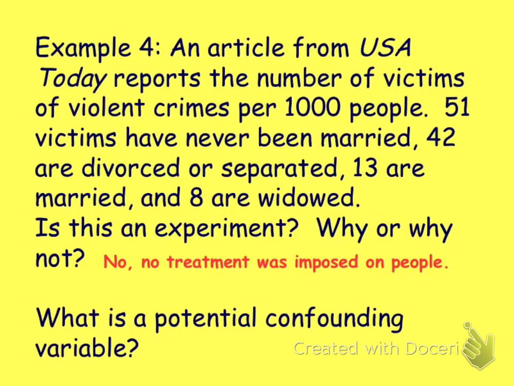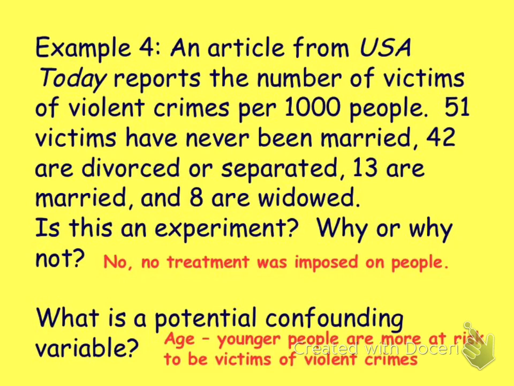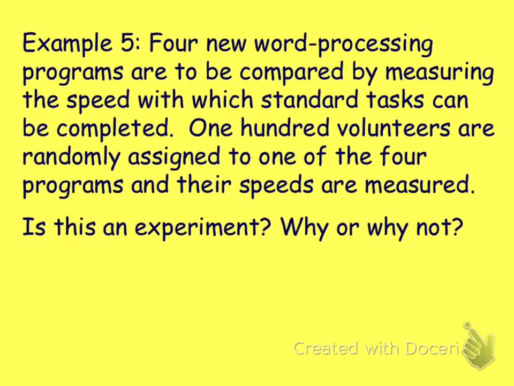What is a potential confounding variable? Their mood. Could be age. Race. Type of diet? Probably not. Their religion. It could be. Race is definitely a factor.